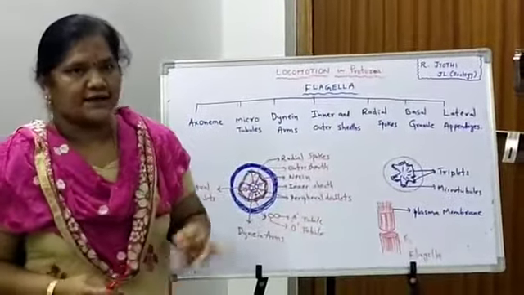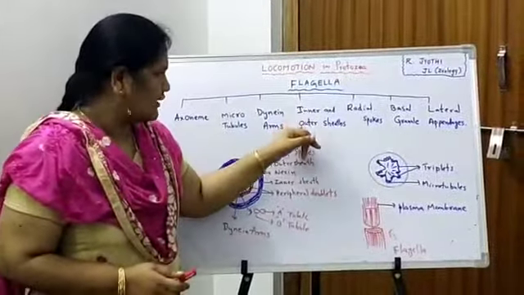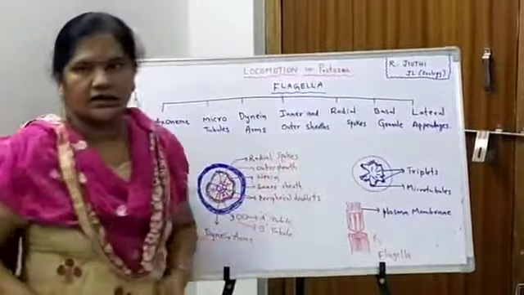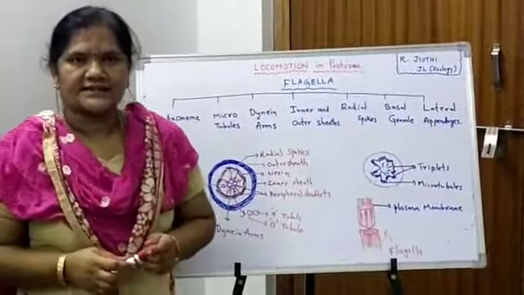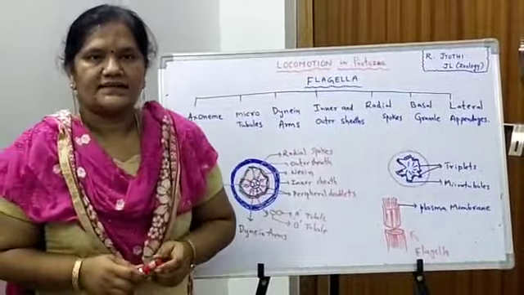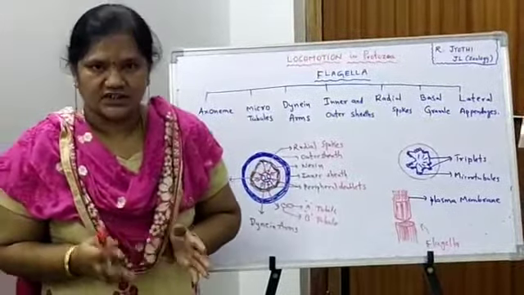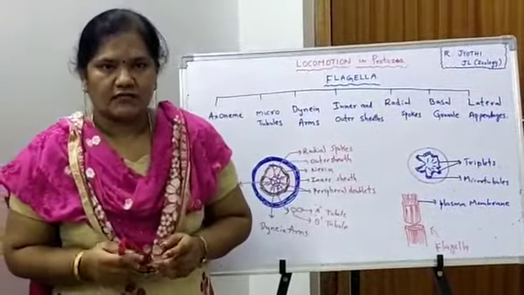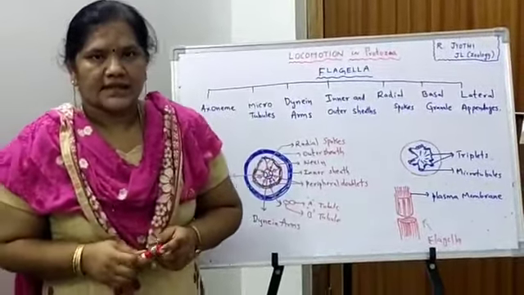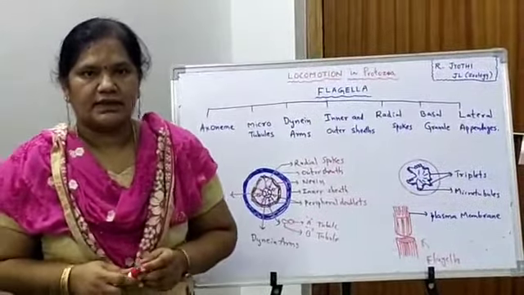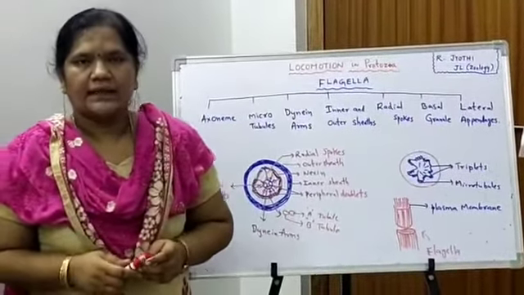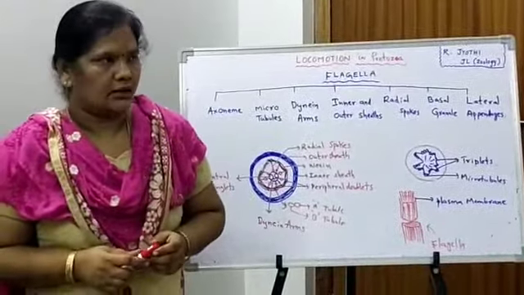The fourth one is inner and outer sheath. The two central singlets are enclosed by a fibrous inner sheath and the peripheral doublets are enclosed by an outer sheath. It is an extension of the plasma membrane. The central singlets do not reach below the level of the pellicle or plasmalemma.